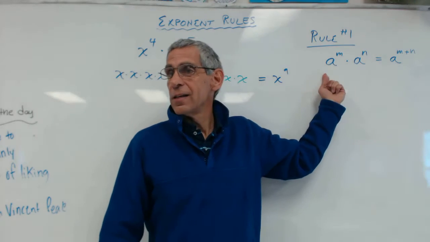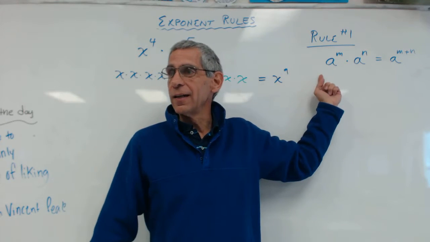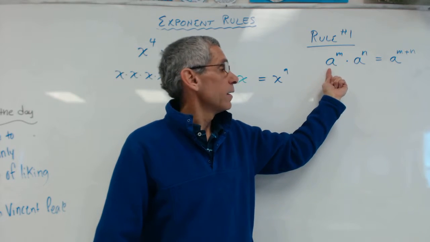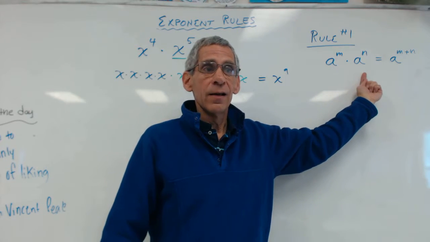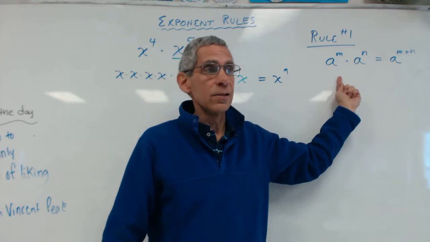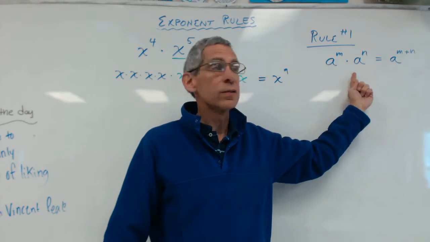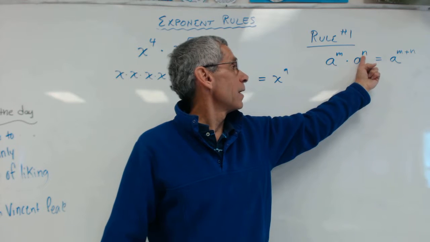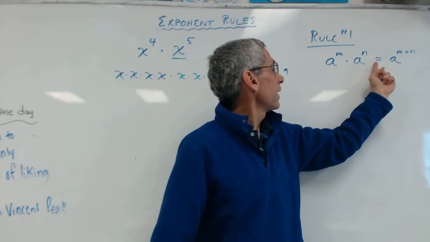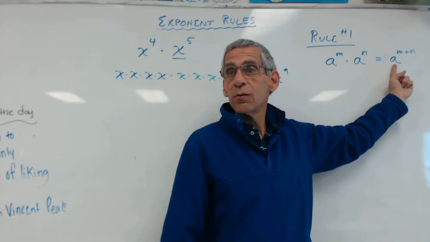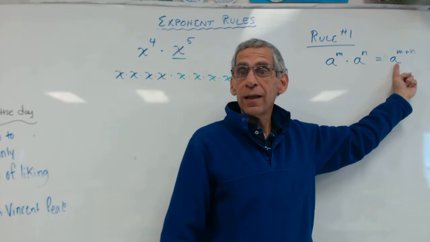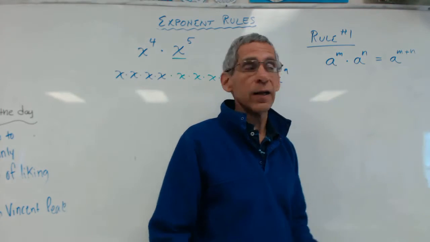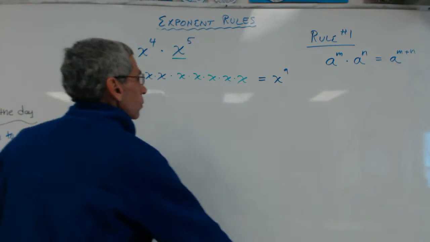I switched the base. Instead of saying x, I did a, just because I wanted to make sure you get the rule. The base is a. I'm multiplying the bases, and they both have their own exponents. This one has the exponent of m. This has the exponent of n. If I'm multiplying same bases with exponents, I write the base, and then I add the exponents, m plus n, right? So let's try that rule.